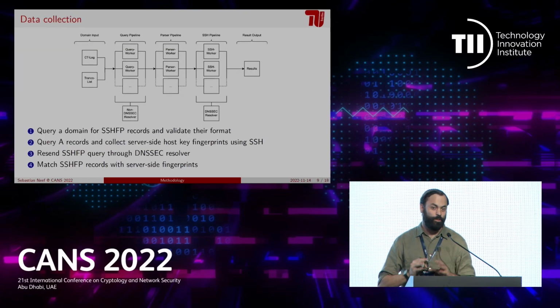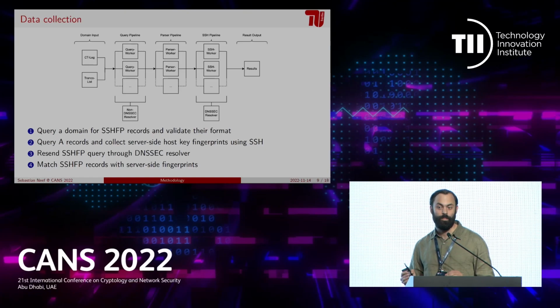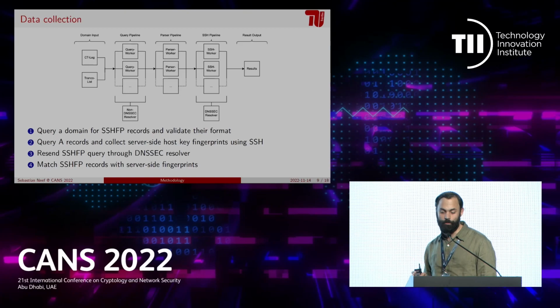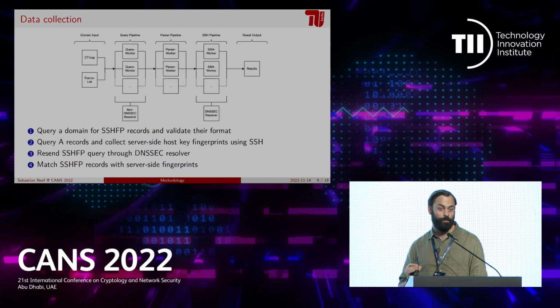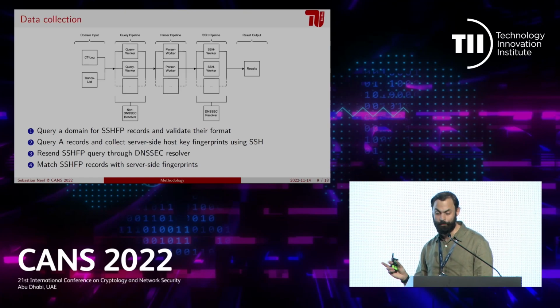So now that you know how that is supposed to work and that it's already implemented and could be used in the real world, we can now talk about the methodology, how we established what the adoption of that technique is. So for that, we built a little scanning system that first queries a domain that we input for those SSHFP records and validates their format. Then it follows up with a query for IP addresses for that domain so we can find potential hosts that might be running SSH, and we obtain all the different server-side fingerprints using ssh-keyscan.